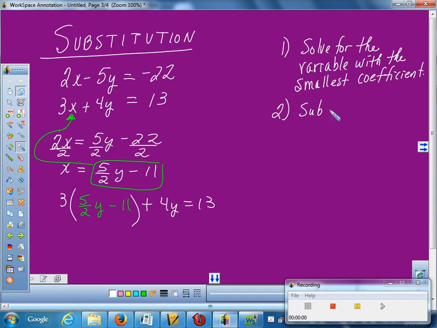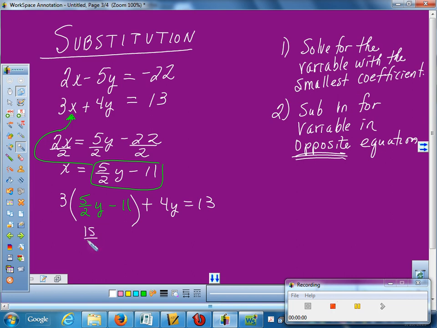So once you have that equation, the first equation solved for a variable, you're going to sub it in for the variable in the opposite equation. That's key. Right, so, okay, algebra now. How do I solve it? Yeah, distribute 3, which is going to give me what?